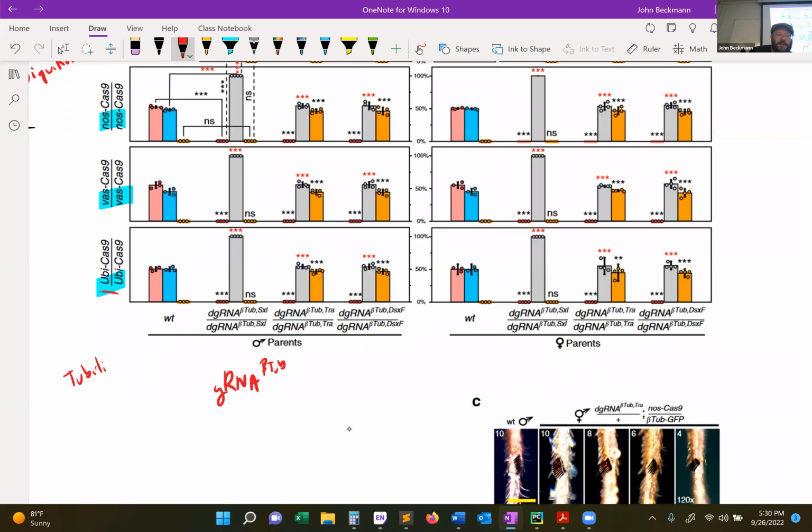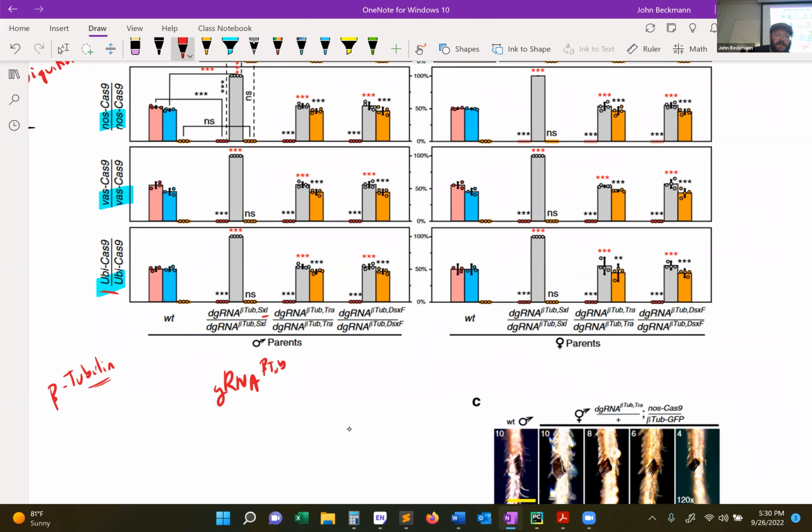Tubulin. Like a sperm protein? Is tubulin a sperm protein? Yeah, tubulin is kind of like an essential cytoskeletal gene. You need it in all cells, otherwise you die. But sperm have special sperm-specific tubulins, and I'm pretty sure this is a sperm-specific beta tubulin.